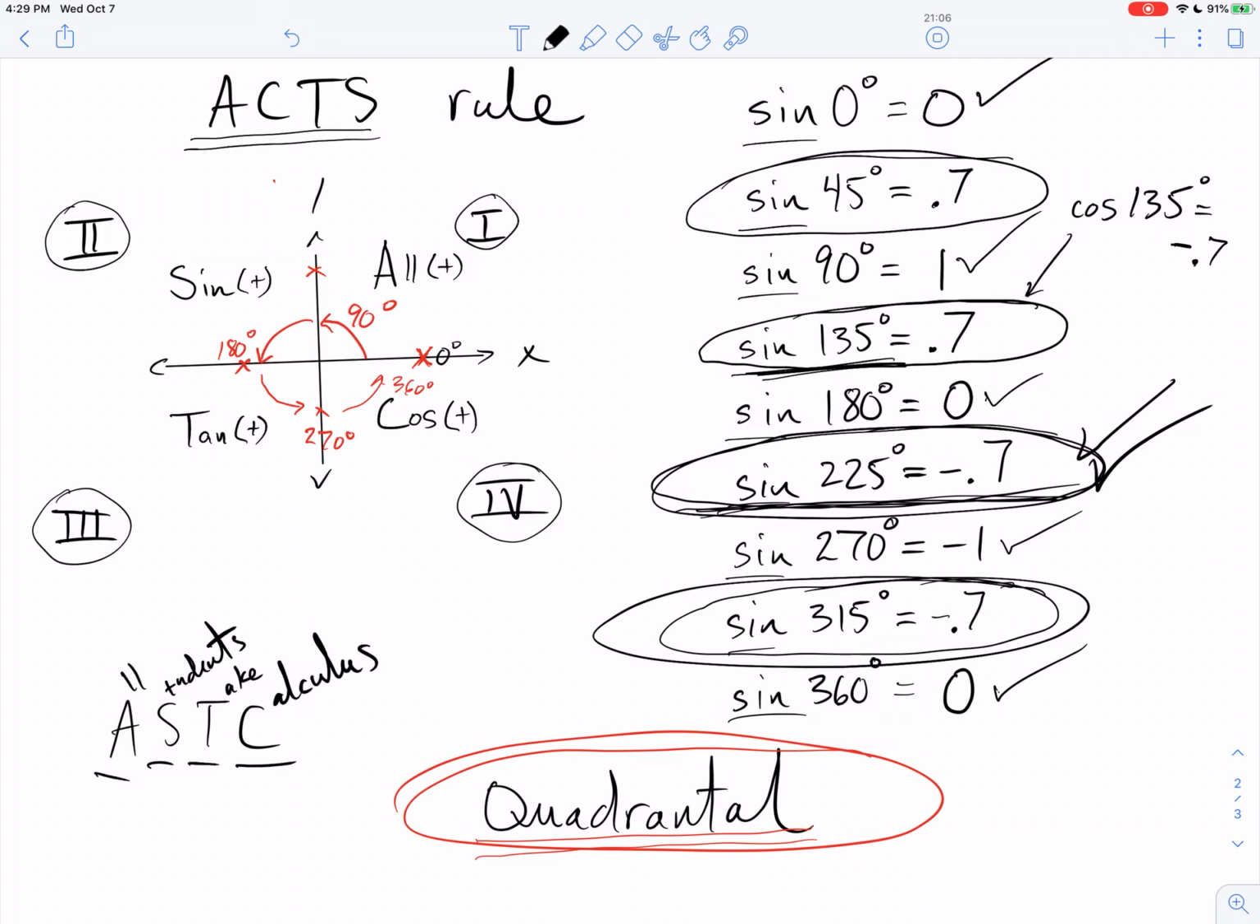Okay, we will use the ACTS rule and we will use the quadrantal stuff in our next 2 lessons. This is just information that you need to know. And if you're ever confused, ask for help.